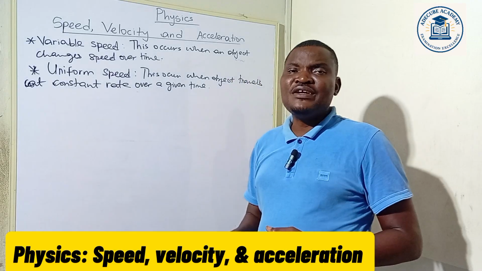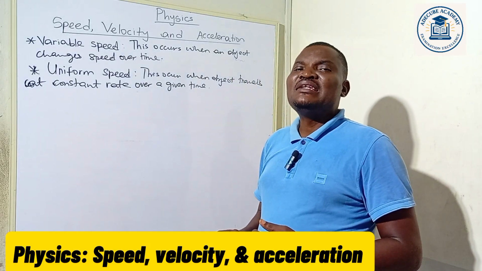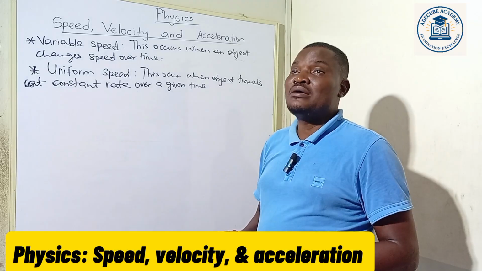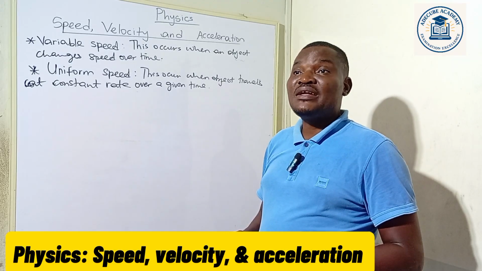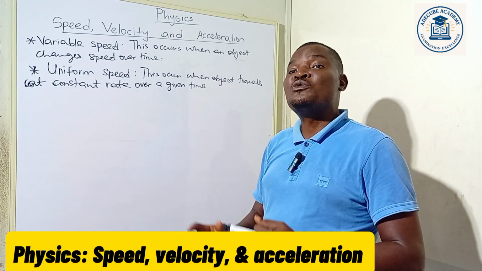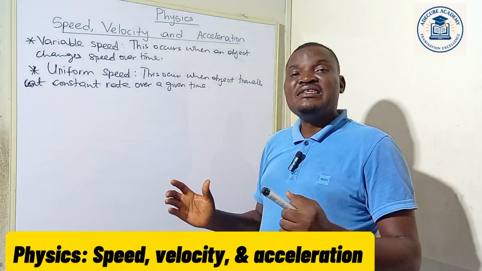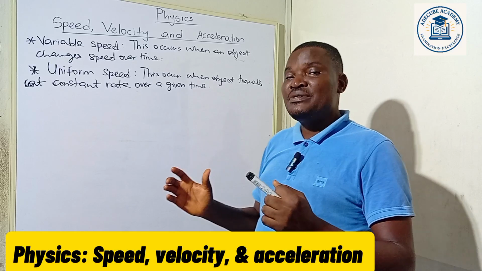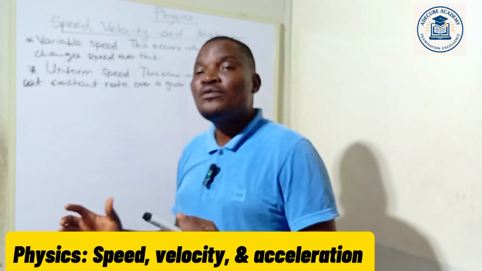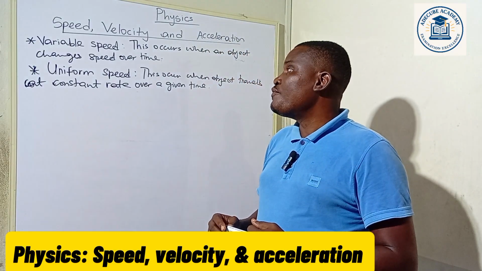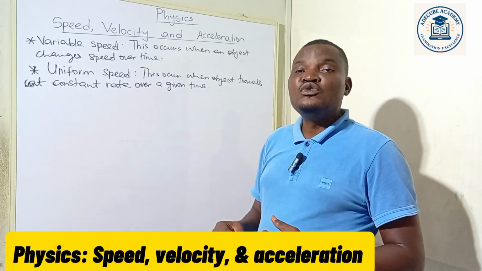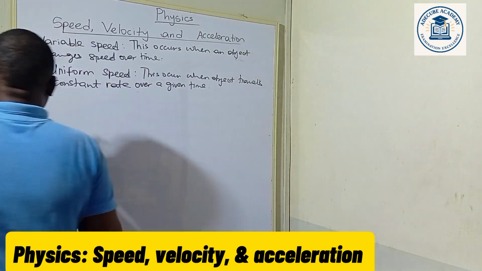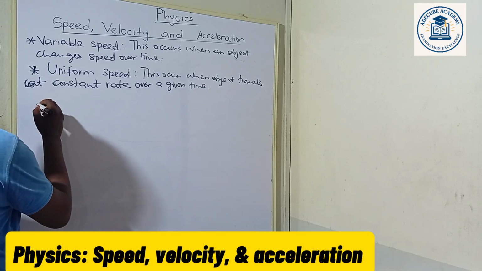For instance, you are driving on a highway and the speed limit there is maybe 100 kilometers per hour. You might decide as a driver that, I'm going to maintain my own speed at 80 kilometers per hour, and you maintain that particular speed over a long period of time. We refer to it as a uniform speed.